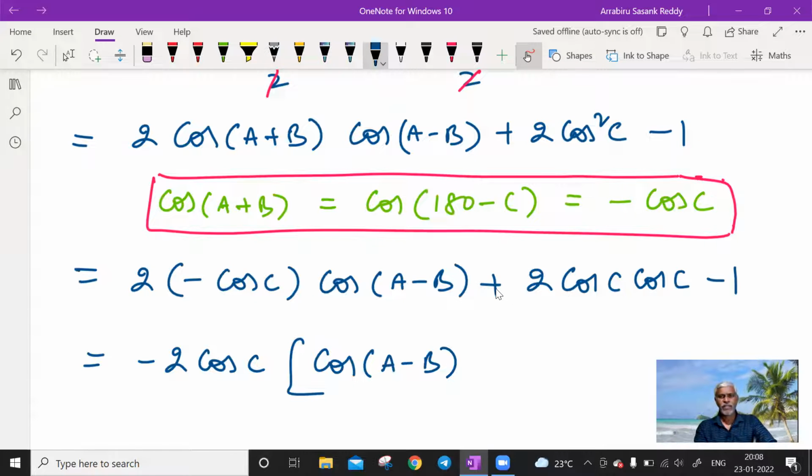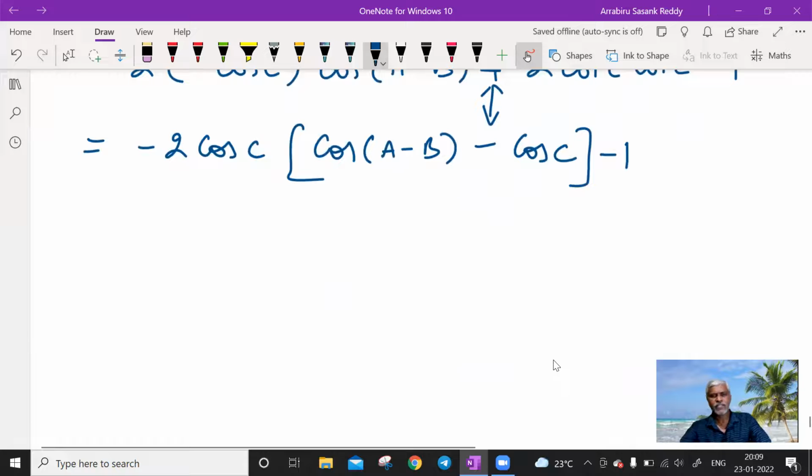Here minus plus becomes minus, and of 2 cos C, 1 cos C will remain. So remember this one, we are taking minus common, so plus becomes minus. So minus into minus is plus.